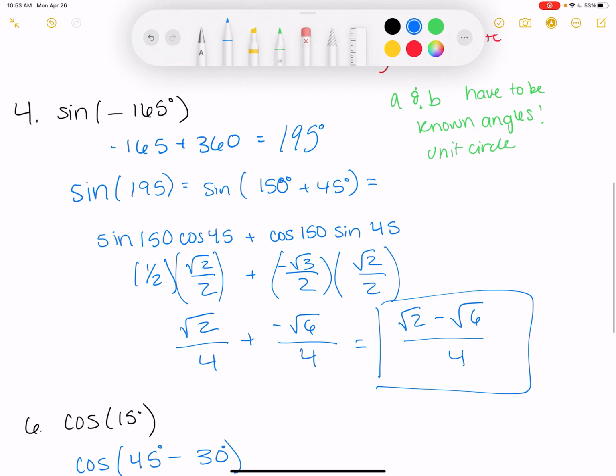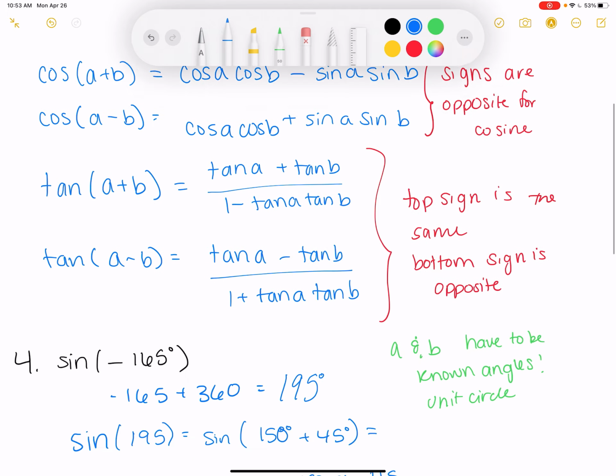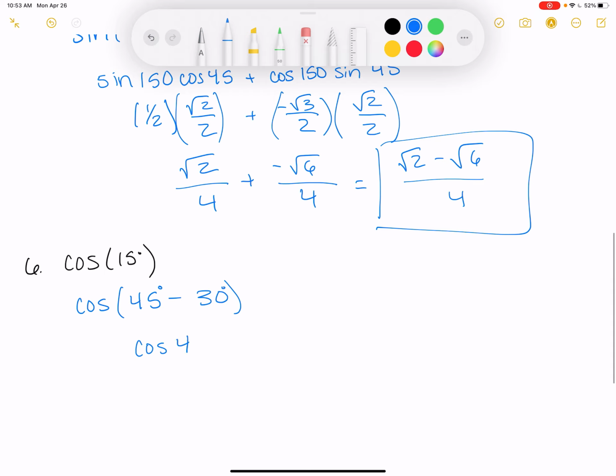So again, I'm going to go up here and find my formula. Remember with cosine, I'm using the opposite sign and the buddies are grouped together. So the two cosines together, the two sines together, with the opposite sign in between. So this is going to be the cosine of 45, cosine of 30. It was minus, so plus sine of 45, sine of 30.